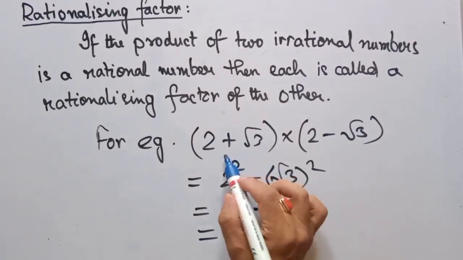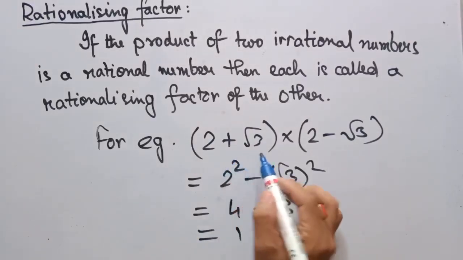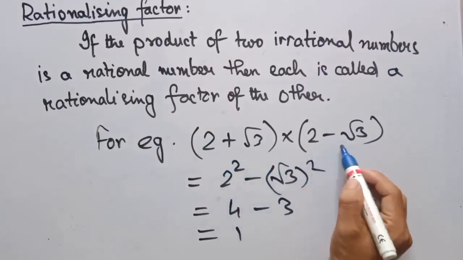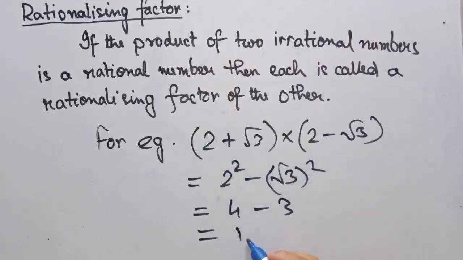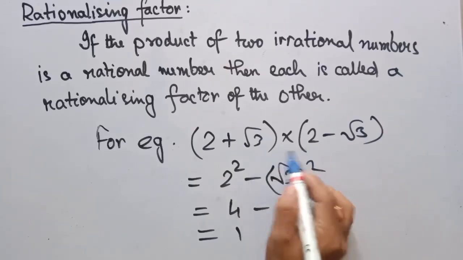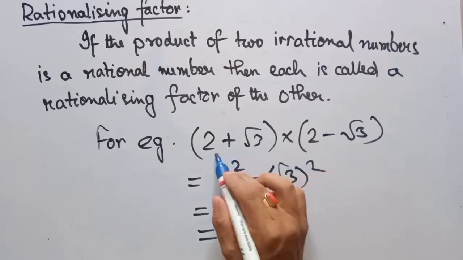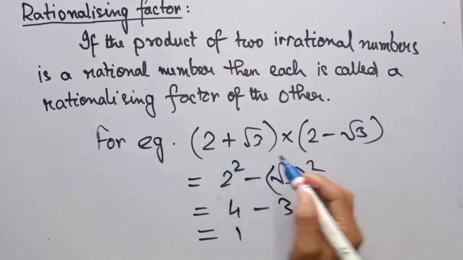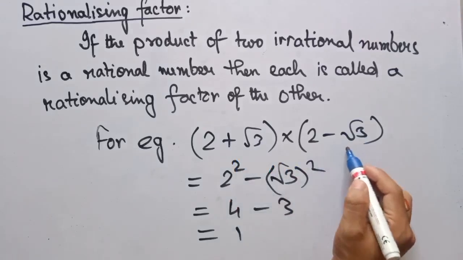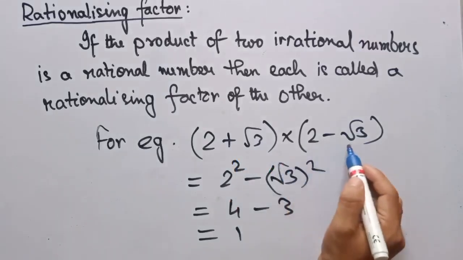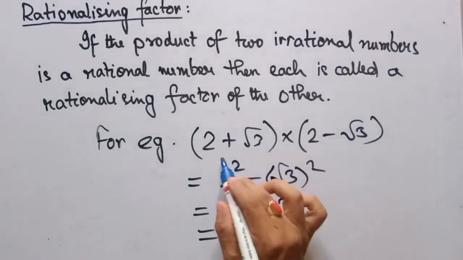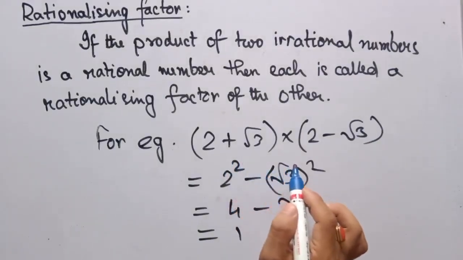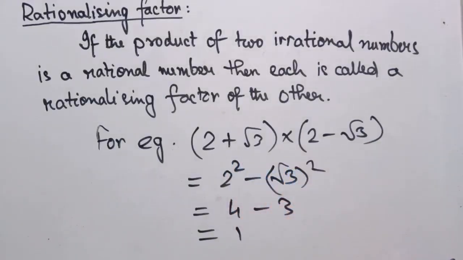So here two irrational numbers 2 plus root 3 and 2 minus root 3 are multiplied and we get a rational number. So these two are the rationalizing factors of each other. That is, 2 plus root 3 is the rationalizing factor of 2 minus root 3, and in the same way 2 minus root 3 is the rationalizing factor of 2 plus root 3. So this is an idea about the rationalizing factor.